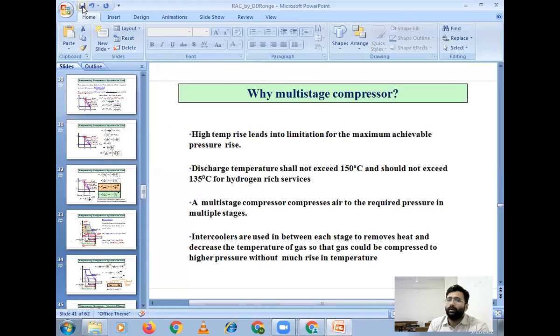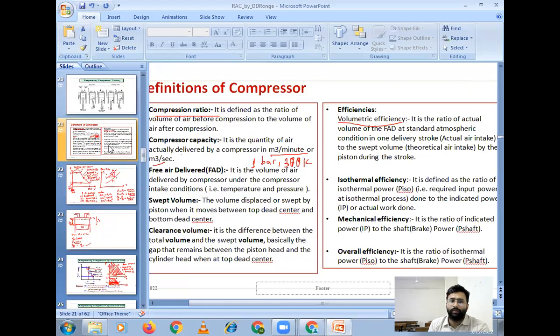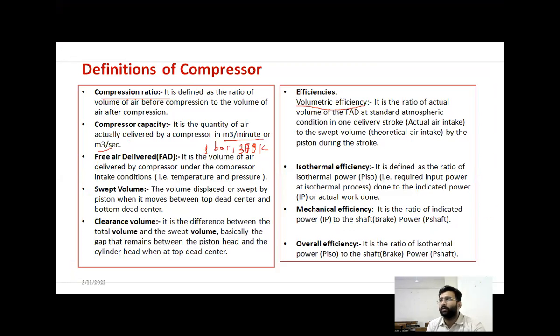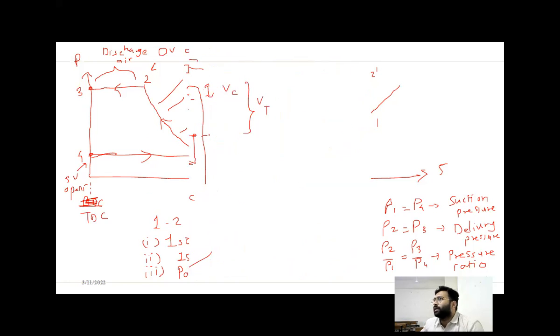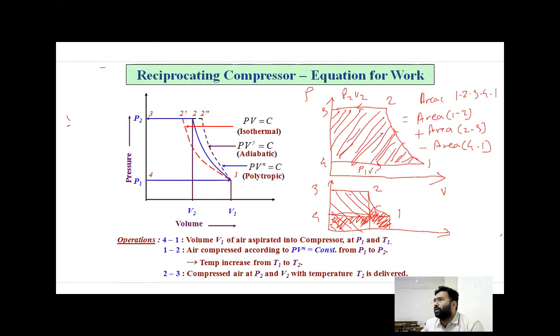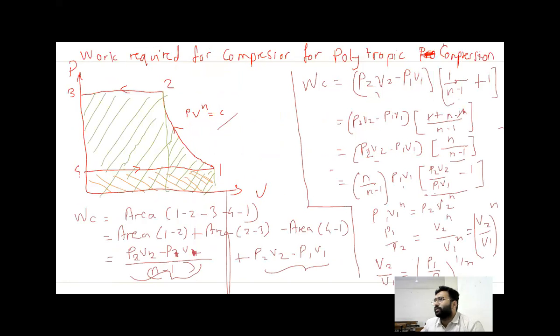Any doubt up to this point? I will just take a recap of whatever we have done today so that you will not forget afterwards. We started with definitions of compressor. Then we went towards the PV diagram and TS diagram of the reciprocating air compressor. The compression can be achieved by 3 processes: either isothermal, isentropic, or polytropic. Then we started with polytropic power. This was the derivation we did for the polytropic compression.